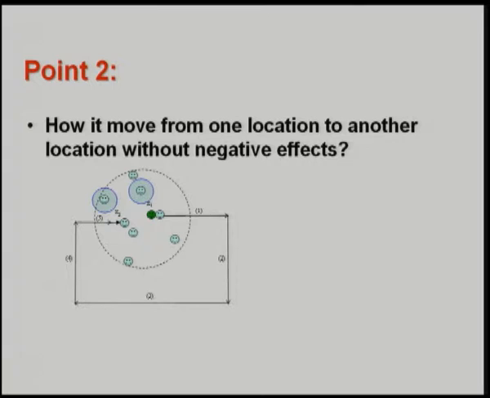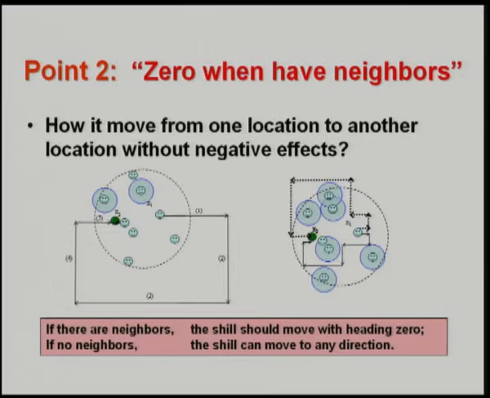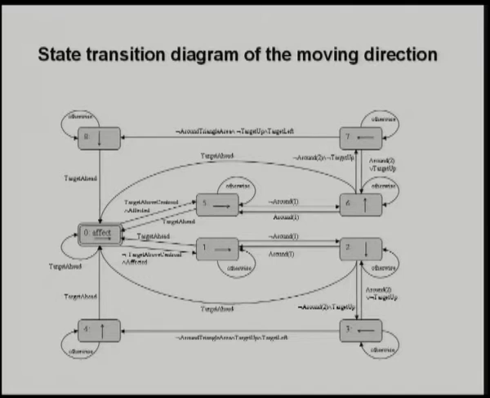A simple idea is to affect this guy, and then we go far away outside the group, and we make a big U-turn, and then we hit the next target agent from the left side. But this is not efficient. Actually, it can move inside the group. They can find short paths as long as they don't put negative effect on the group. So the point here is the shield should move with heading 0 when they have neighbors. And otherwise, they can move in any direction. So this is the detail of the strategy for moving, for deciding their heading.